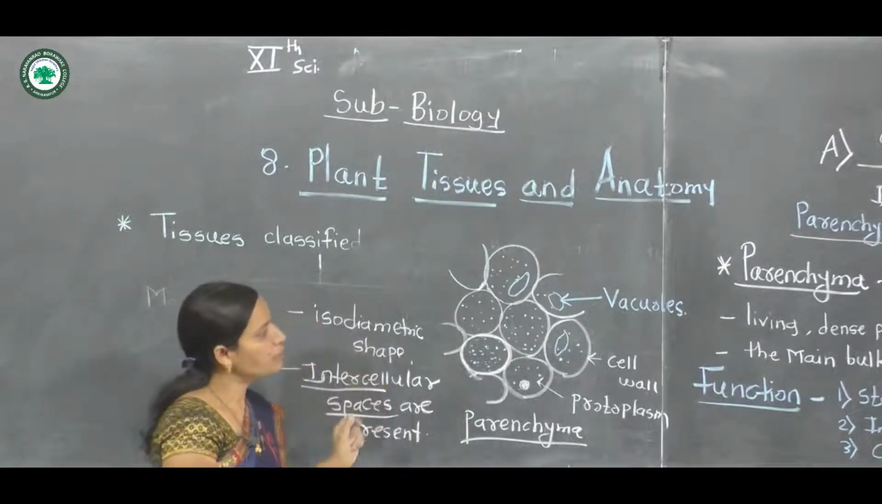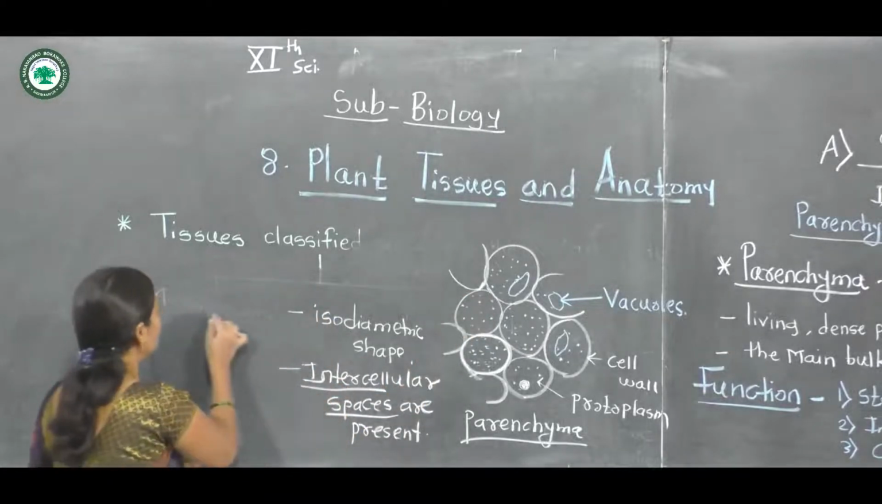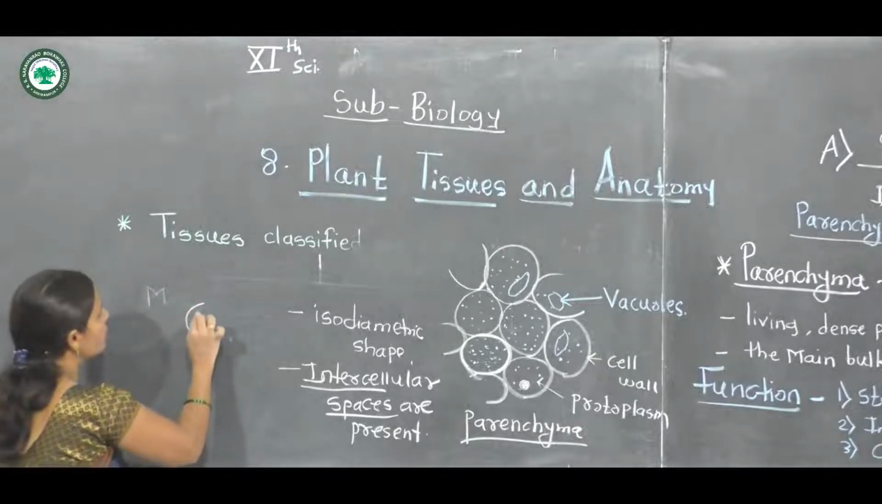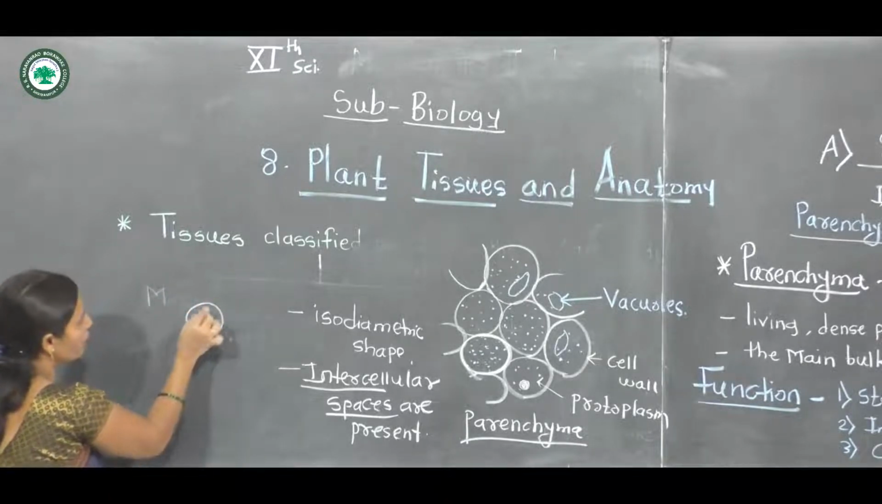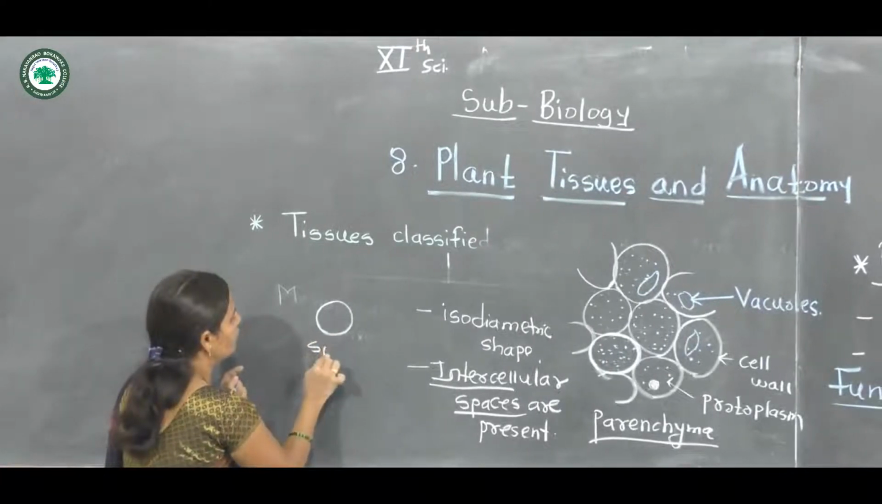The next important characteristic is the spherical shape. Some cells of parenchyma are spherical.